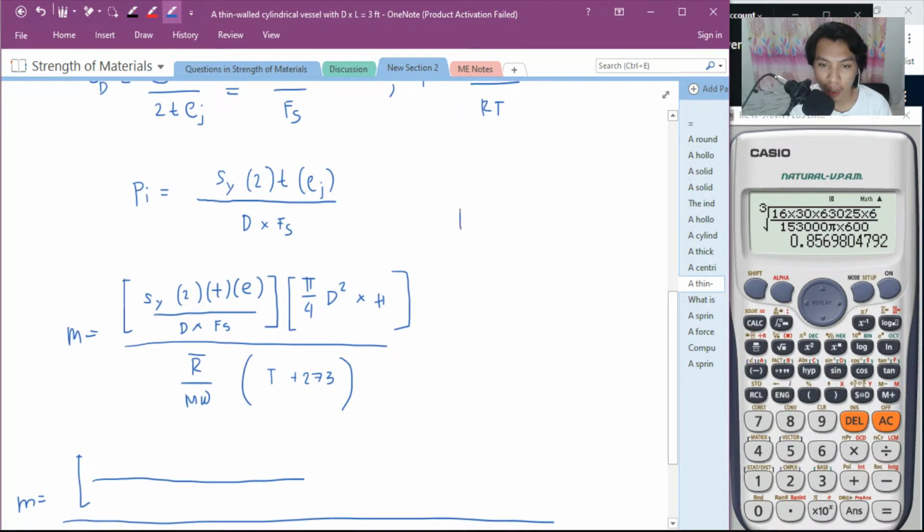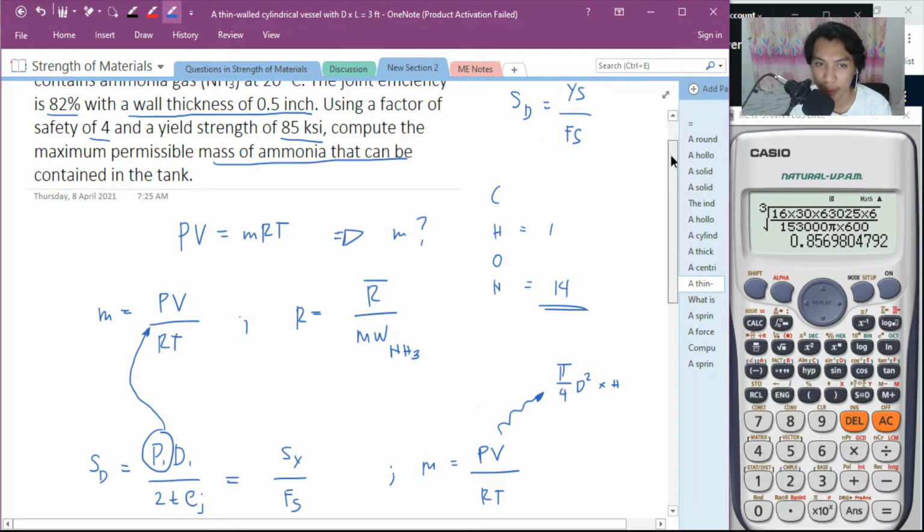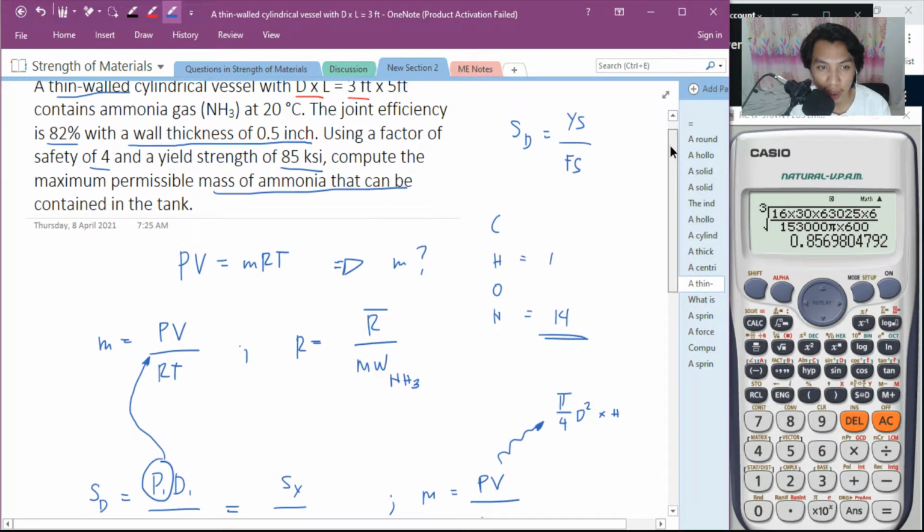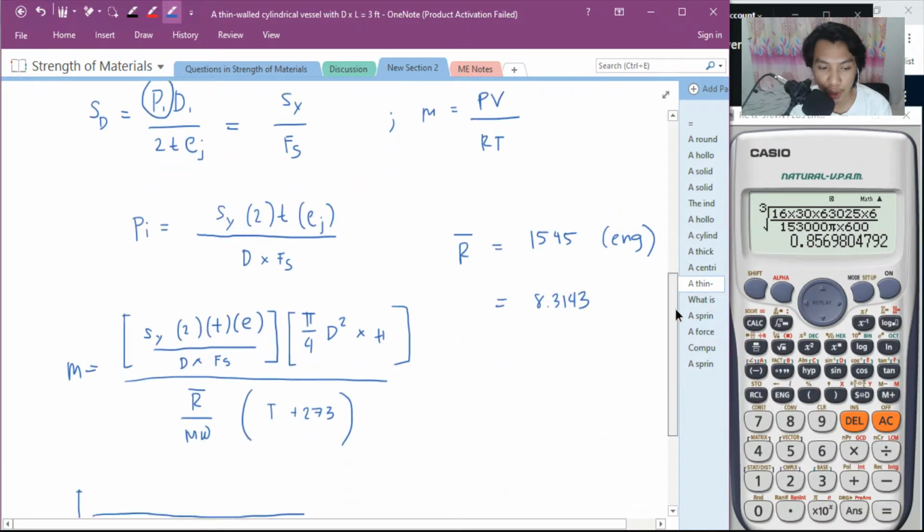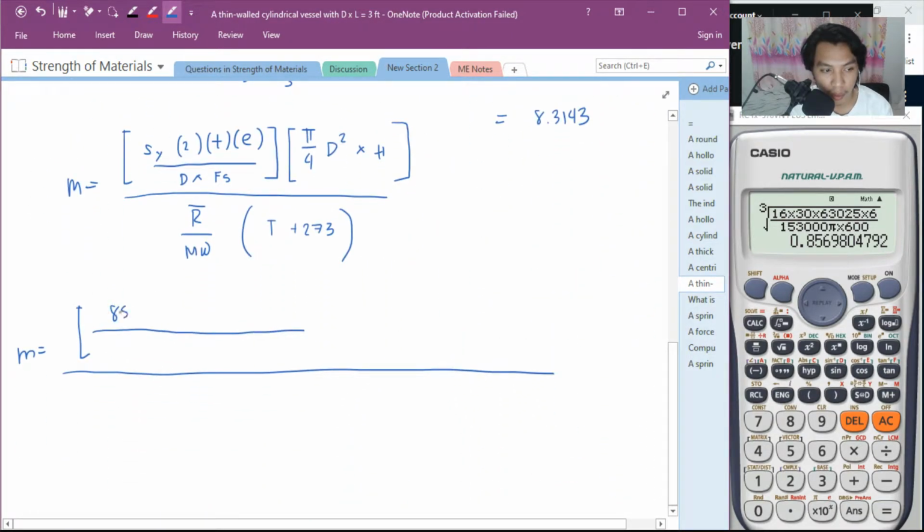Let's recall that R bar in English units is 1545. Don't mind the units first. In SI, the R bar is 8.3143. Don't mind the units for now, we will bring out the units later. Okay, 85 KSI is 85,000 pounds per square inch.